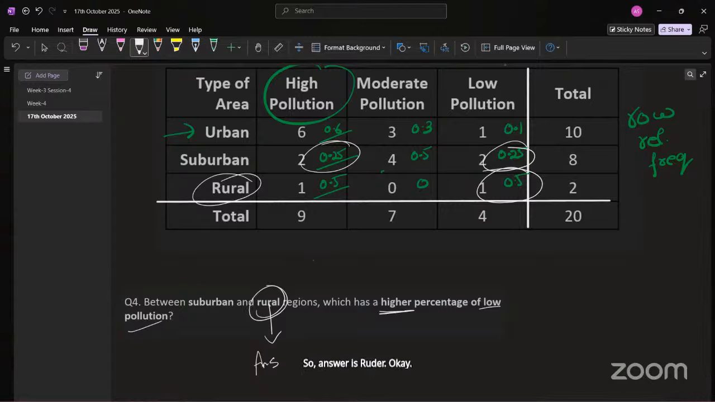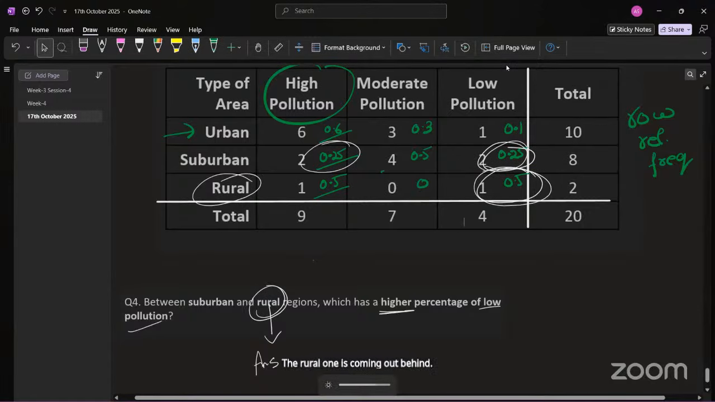Higher percentage of low pollution. Okay, so low pollution is these two values. And which of them is higher? Higher is the rural one, right? Yes, sir. Sir, the rural one is coming out to be high. Right.